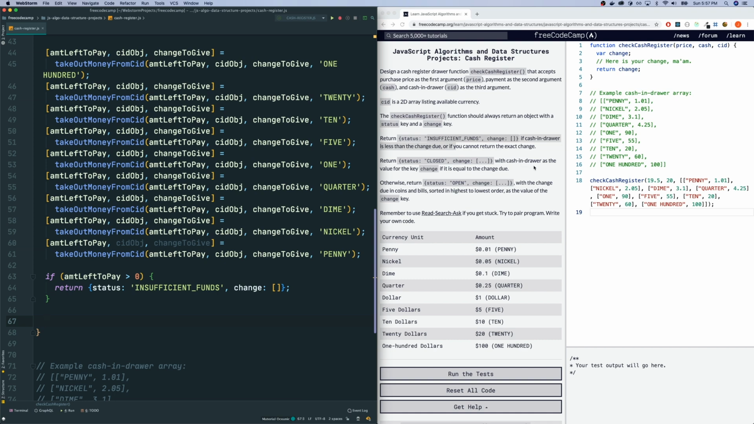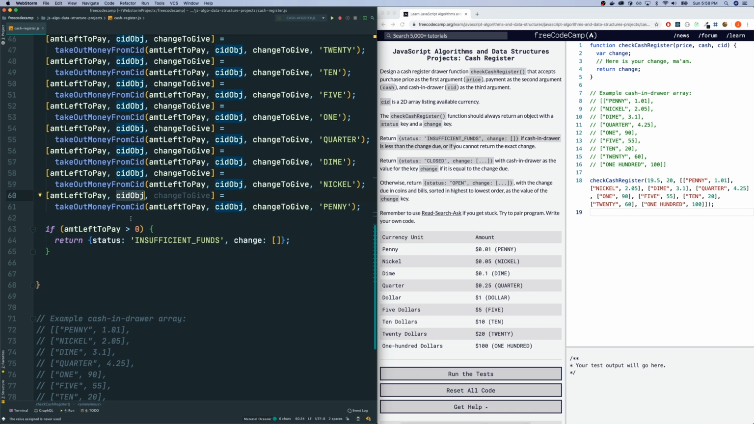Closed if the CID is equal, meaning we use all of the money in our CID. Now, how can we know if we use all the money from CID? What we can do is loop through our CID object. Remember, it's a key value pair. And we were subtracting from it every time, right? If we add up all the values of it, and if it's greater than 0, then we know we didn't use everything in our cash register. But if it is equal to 0, that means we use everything, and that's where this status closed situation happens.